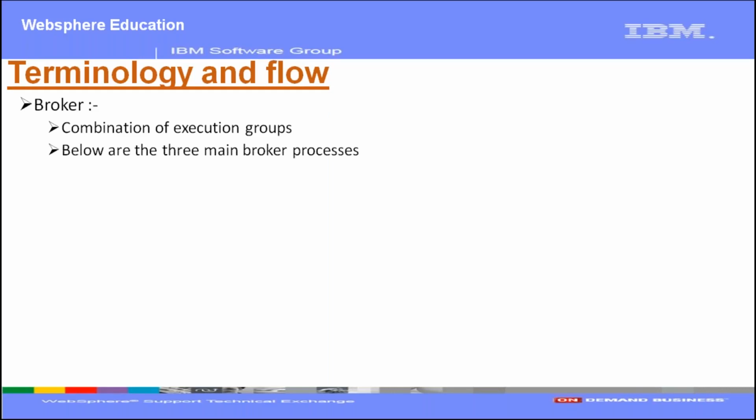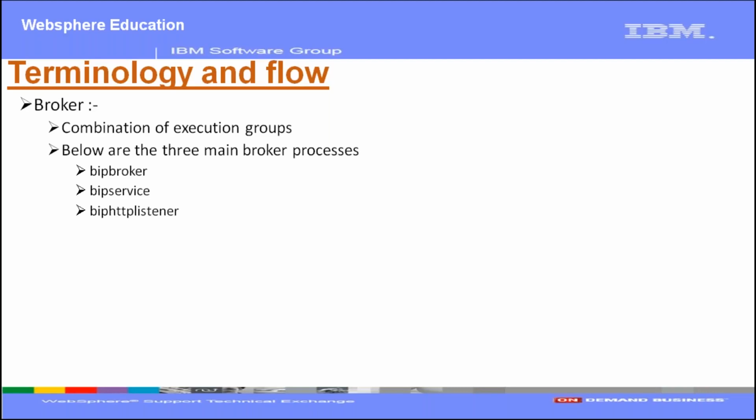Below are three main broker processes. Every broker in IIB has three processes. These three are the very main processes of IIB. If one process is down, it means that the broker is down. All three processes have to be up and running, and only then is the broker up and running. The processes are BIP broker, BIP service, and BIP HTTP listener.